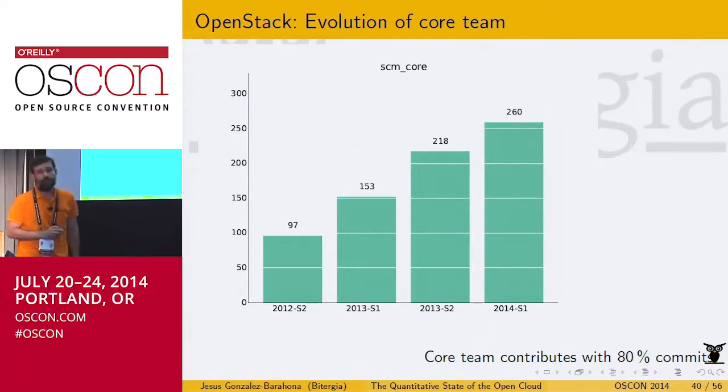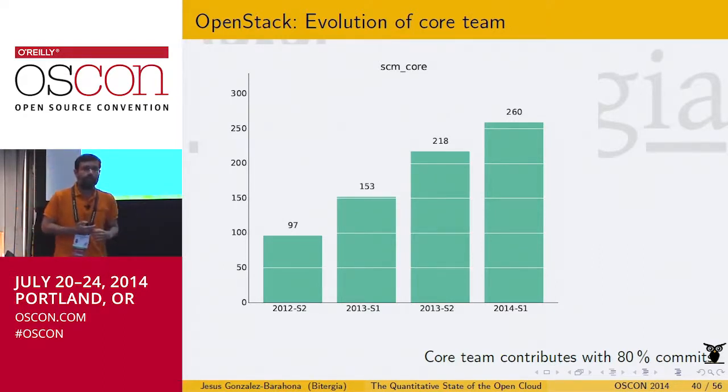And this is OpenStack. And that's why I said if we were analyzing the previous slides only for the last year or 6 months, probably you could see more differences, because the number of developers, and in this case the core, is growing very quickly.